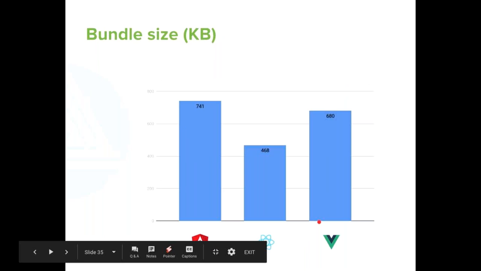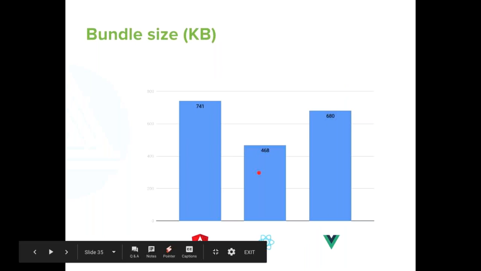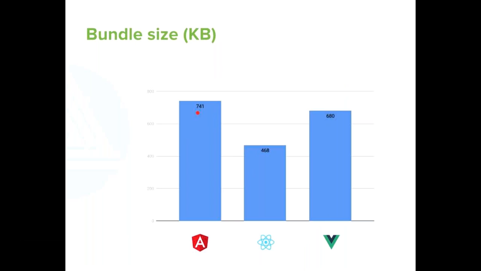So, the bundle size of the end application in kilobytes. React is the smallest one, even though it took the longest time to compile. Angular is the biggest one, but again, the framework is also the biggest one because it's giving you more features. And then Vue is closer to Angular than to React.